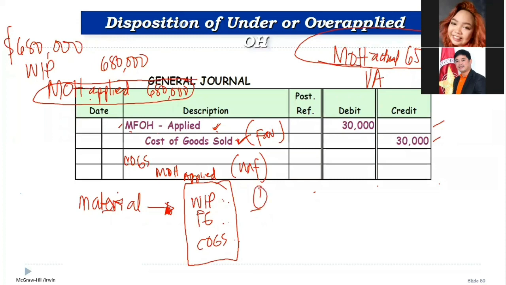How? First, based on their OH balances. Paano based on their OH balances? Kung magkano may OH nila, you are going to allocate, naka-prorate po yung over or under applied overhead natin sa balances nila. Number two, kung hindi mo clearly ma-identify yung overhead balances nila, naka-base po sa ending balances nila. Kung magkano may end. Okay? So, paano? Ikakalat mo lang yung 30,000.